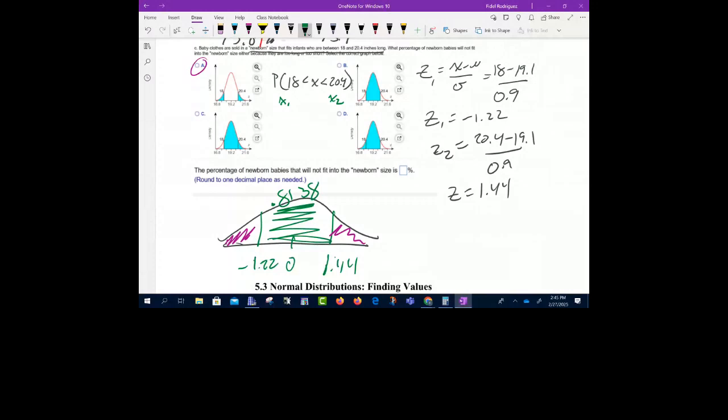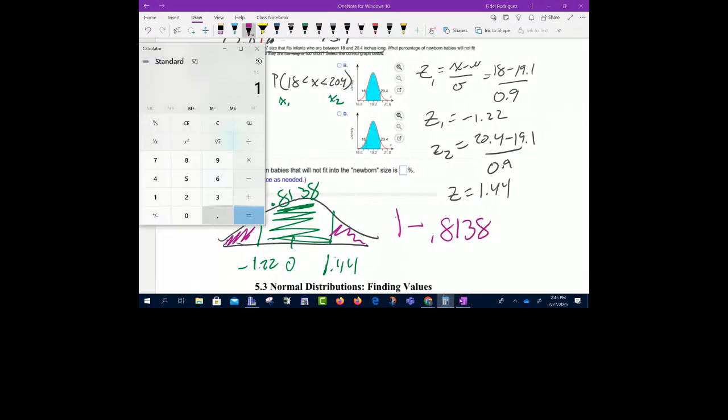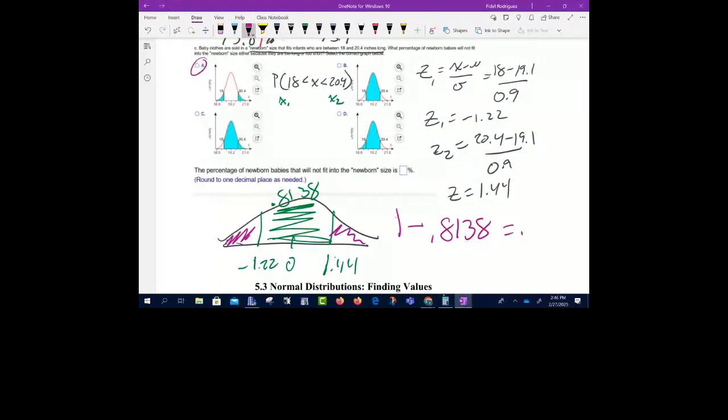0.8138. Now, because we want to find the area on the outside and the total area is 1, the way we're going to find the purple area, we're going to take 1 minus 0.8138. So 1 minus 0.8138. And y'all, I'm coming up with 0.1862. Okay. And again, y'all, we're going to go to 1 decimal place. Would you guys say 18.6 or 18.7? 18.6. Boom.